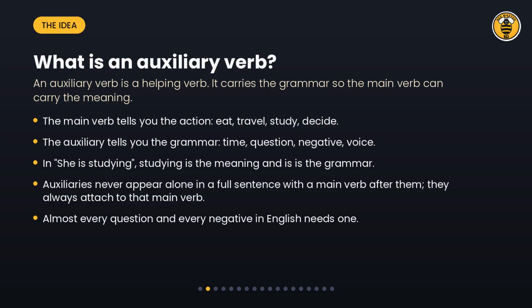Look at this sentence. She is studying. Studying is the meaning, is is the grammar. It tells you the action is happening right now. Notice that the auxiliary never stands there on its own when a main verb follows. The 2 of them work as a pair. And here is why this matters so much.